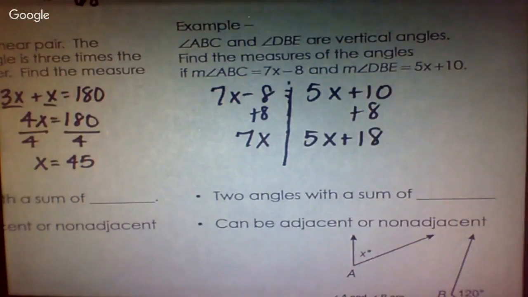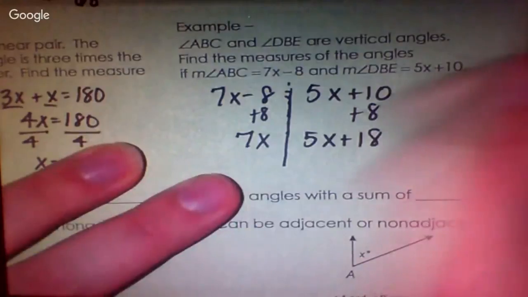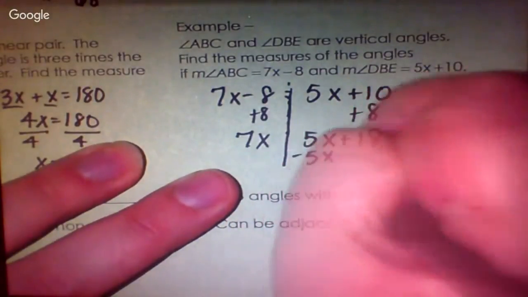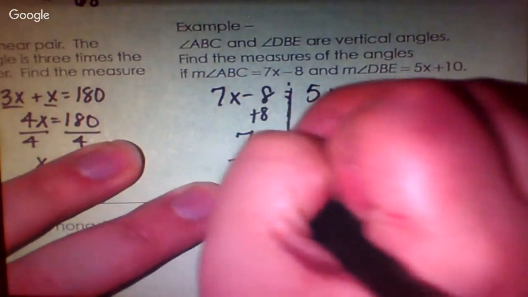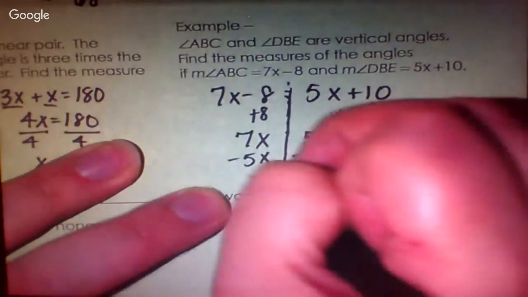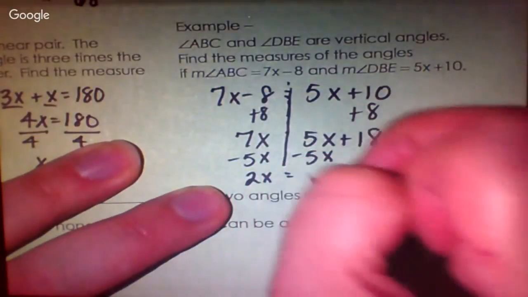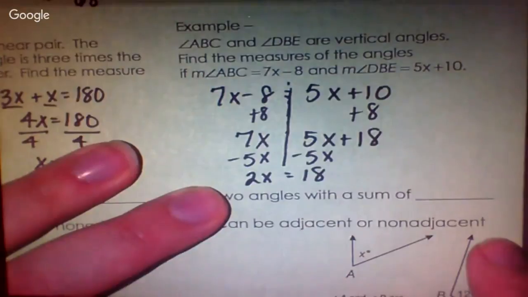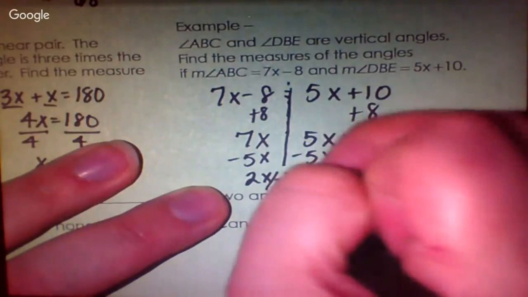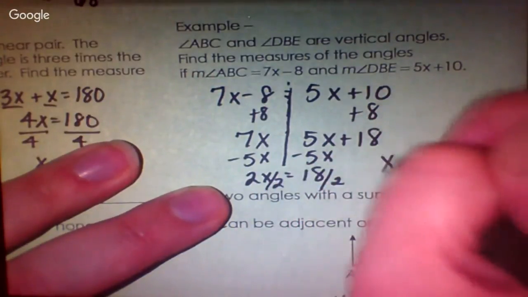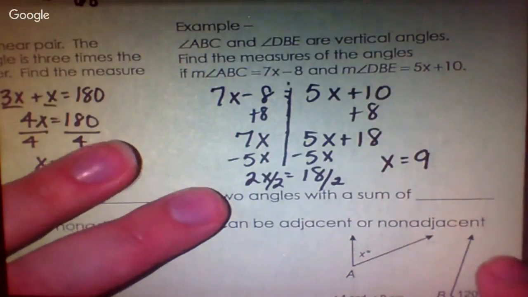I believe we can subtract. Okay. I believe you are correct, Marlon. Marlon says I need to move the x's to the other side, so I'm going to subtract 5x. That leaves me with 2x equals 18. X equals 9. We divide both sides by 2, so x equals 9.